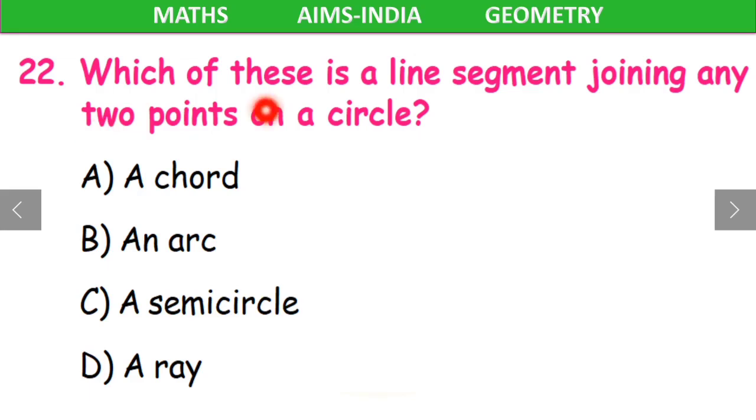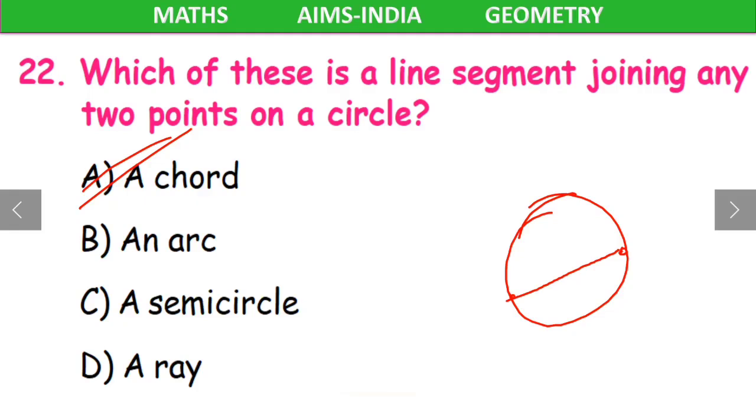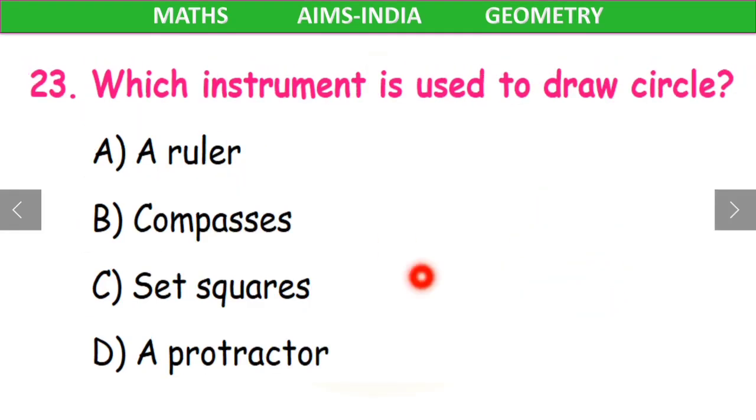Question 22. Which of these is a line segment joining any 2 points on the circle? So I am having any 2 points on the circle and I am joining. So what is this called as? This will be called as my chord. Yes. So option A, chord, becomes our answer.